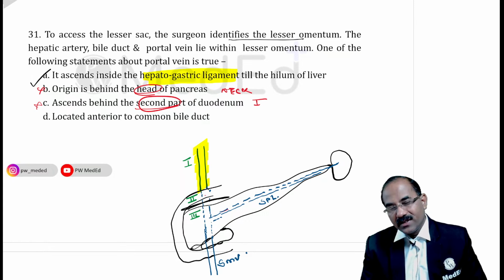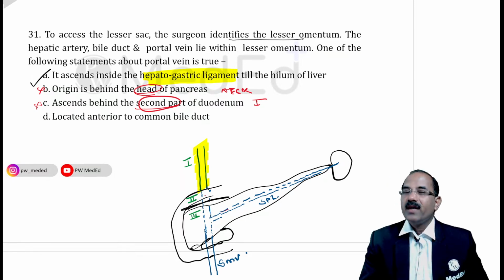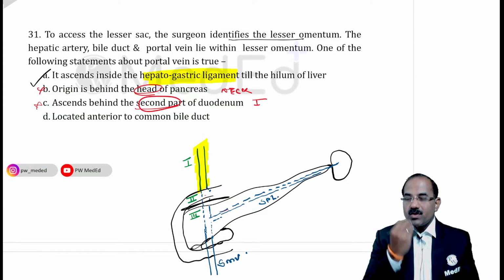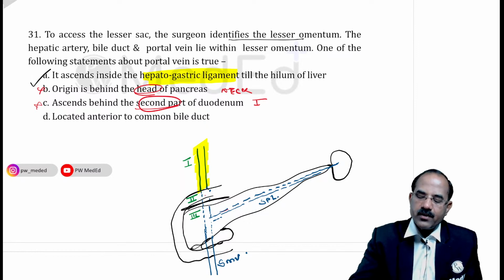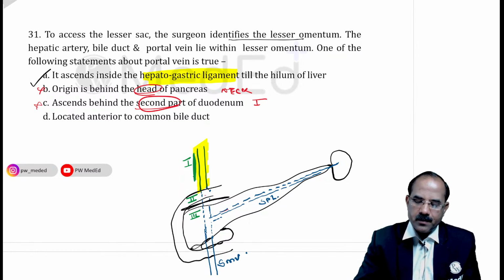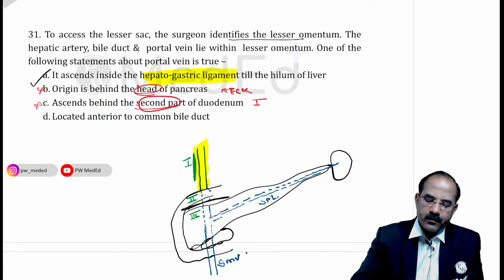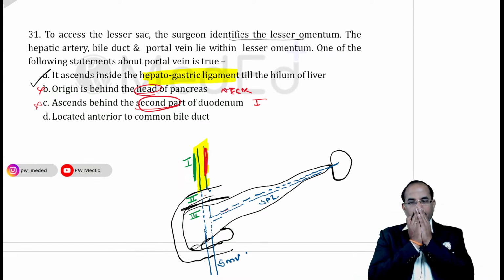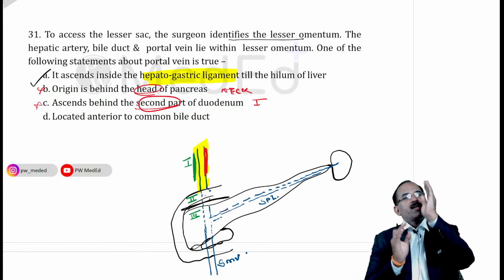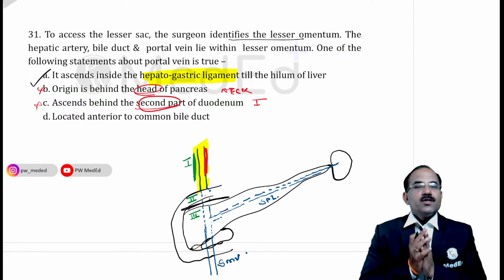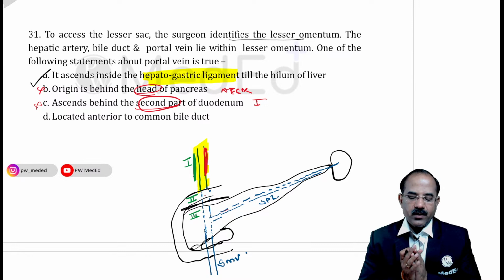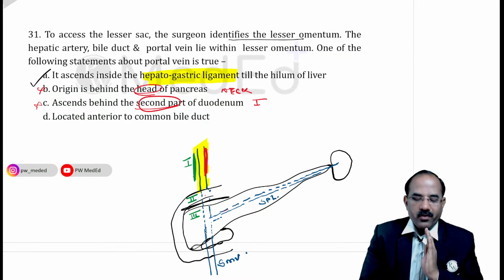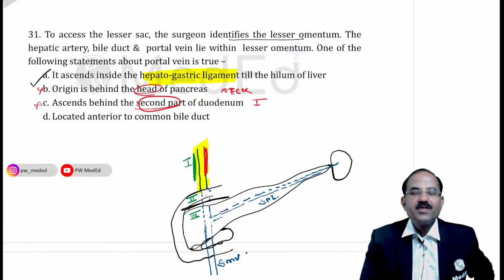And located anterior to the bile duct. No, that's wrong. In the lesser omentum, there are three structures. Lesser omentum के अंदर तीन structures होते हैं. सबसे पीछे, the most posterior is the portal vein. To the right of the portal vein is the bile duct, and to the left of the portal vein is the hepatic artery. So सबसे पीछे portal vein, to the right is the bile duct, and to the left is the hepatic artery. So option number 4, the portal vein is located anterior to common bile duct. That's wrong. The common bile duct is to the right side of the portal vein.